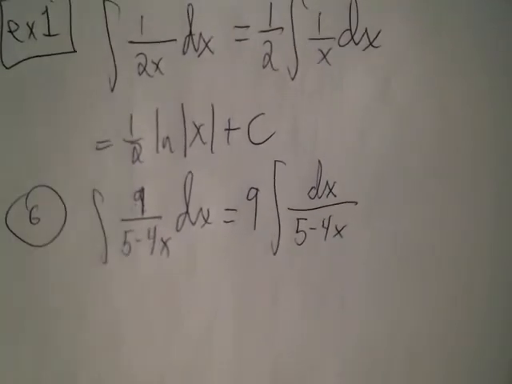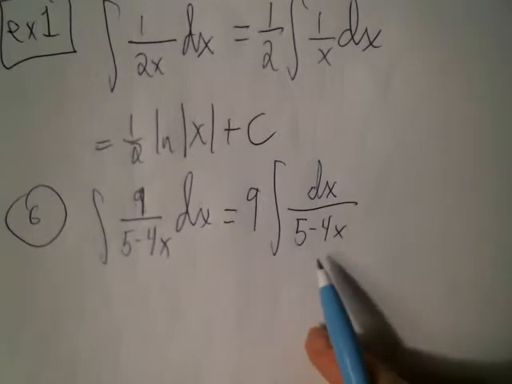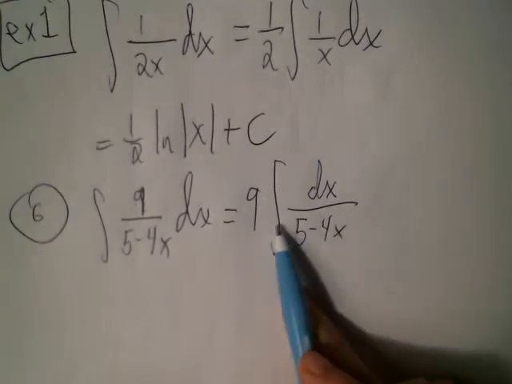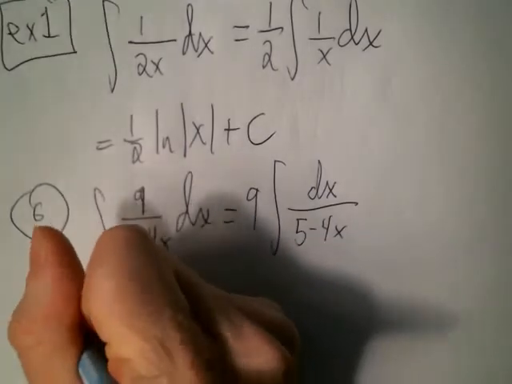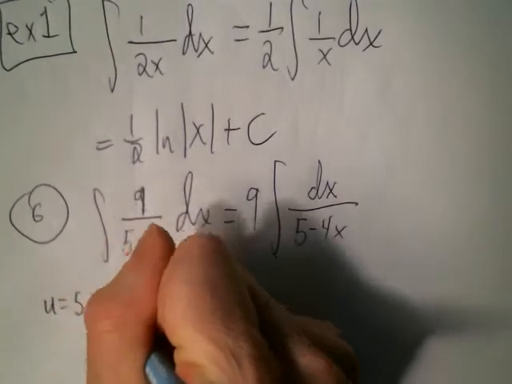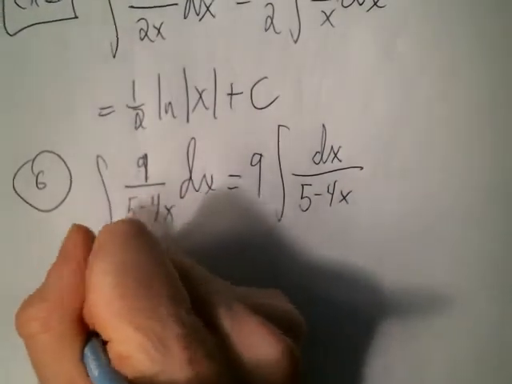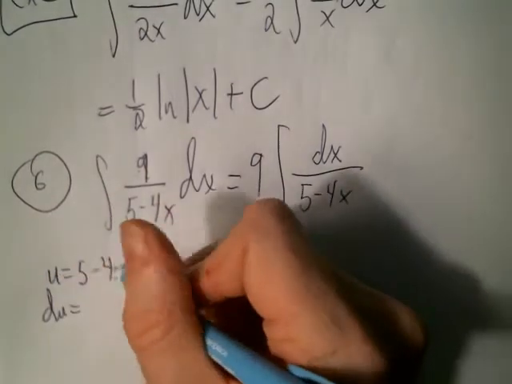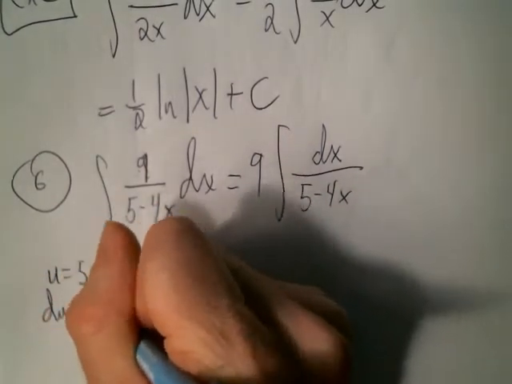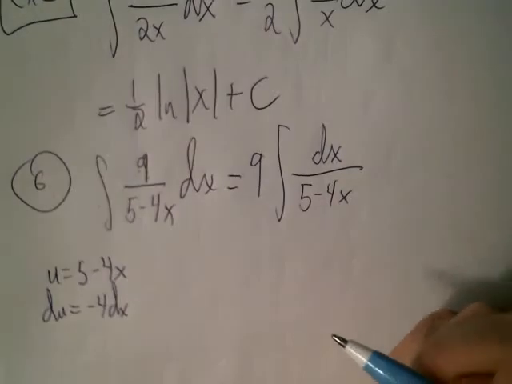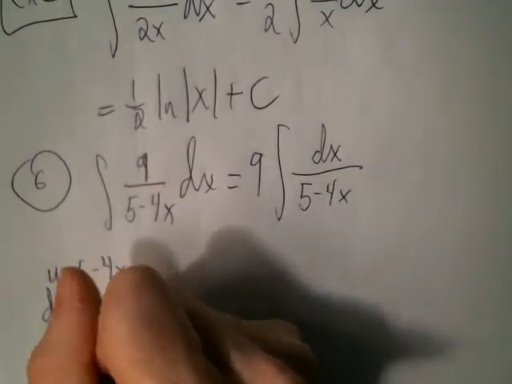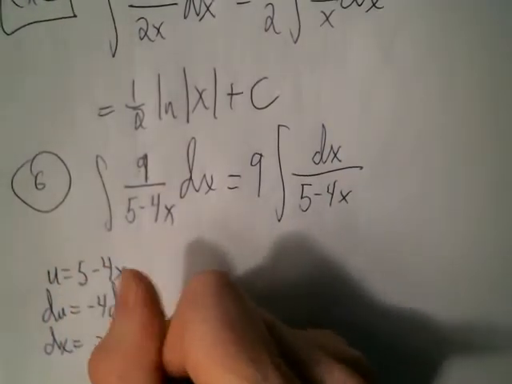Okay. In this section, you're dealing with logs, so there's probably going to be a u substitution you can do to get rid of this denominator. So you're going to just let u be the 5 minus 4x. And then get the differential du. Derivative of 5 is 0. Derivative of negative 4x is negative 4. And then dx. Solve for dx. dx is negative du all over 4.